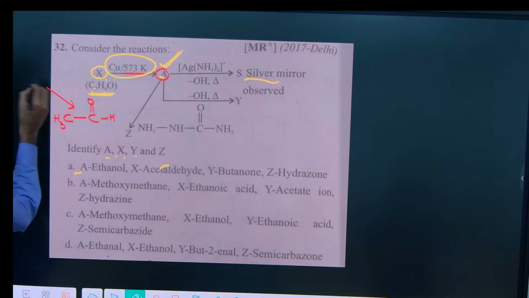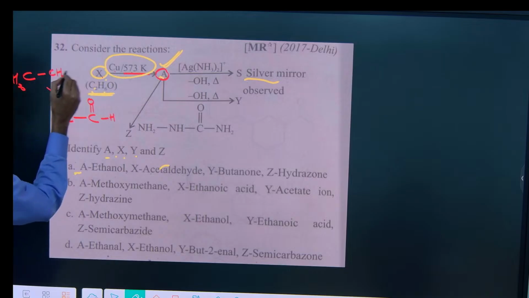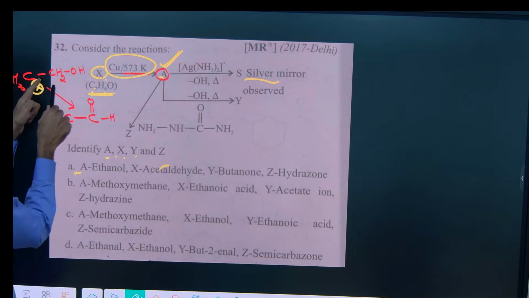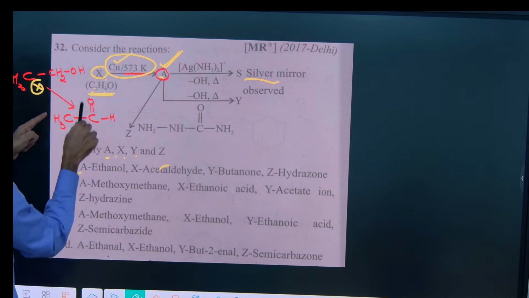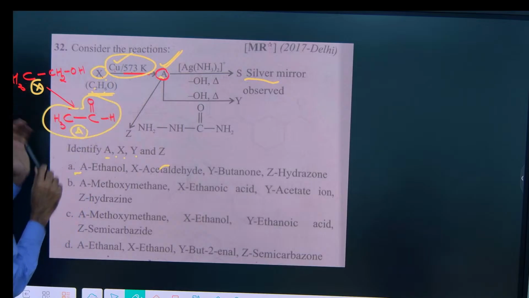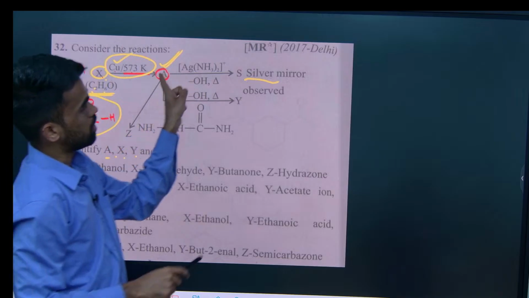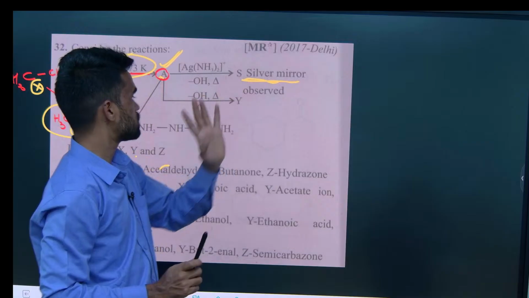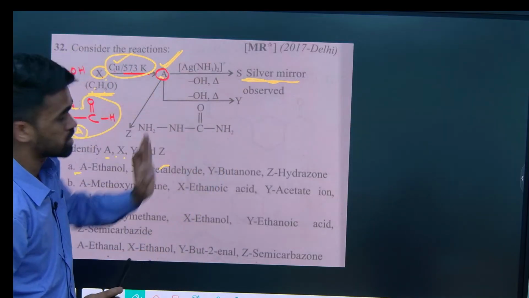So now what is our primary alcohol here? CH3CH2OH. So this is our X compound, ethanol. Upon oxidation using copper metal, you are getting aldehyde. So this is our A. You got X, you got A. Okay. Now you can add Tollens reagent to get silver mirror. That is carboxylic acid here they are formed, but they are not asking about that.